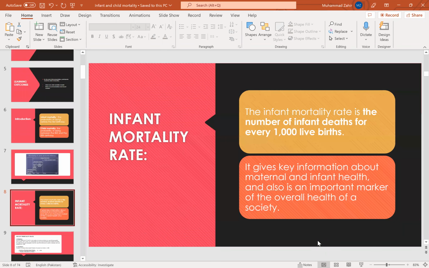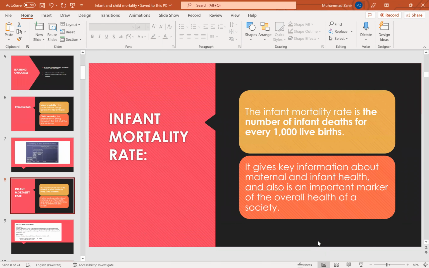Now, the infant mortality rate is the number of infant deaths per every 1,000 live births. It gives key information about maternal and infant health and is also an important marker of the overall health of the society.